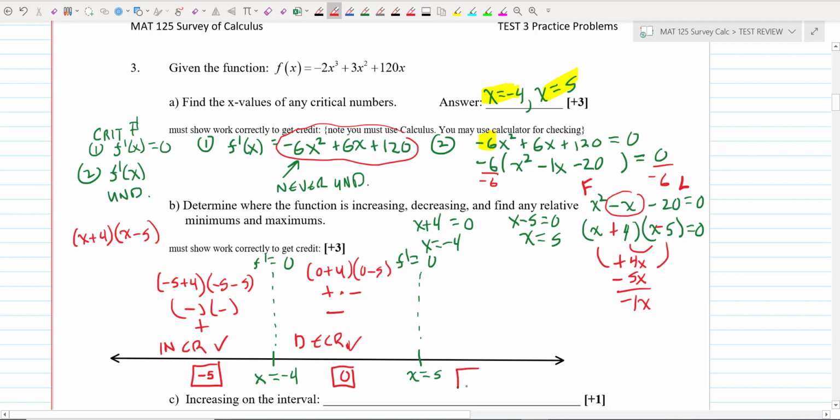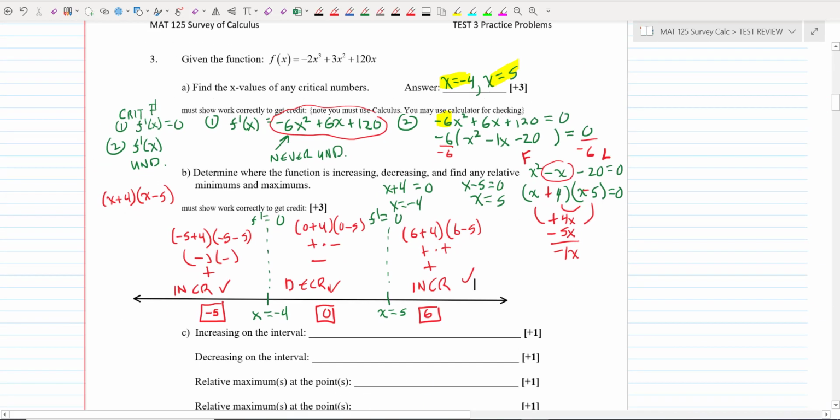And finally, I'll pick a test point bigger than 5, like a 6. Plug into the first derivative. I'm going to have 6 plus 4 times 6 minus 5. That's a positive times a positive, which is a positive. That means the function increases.